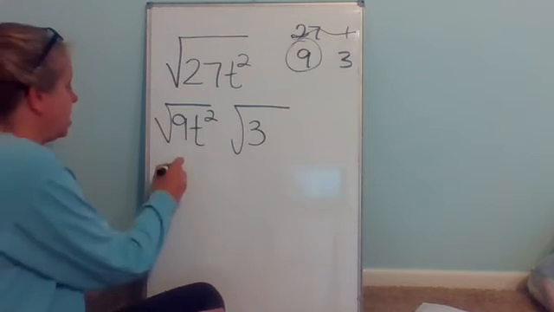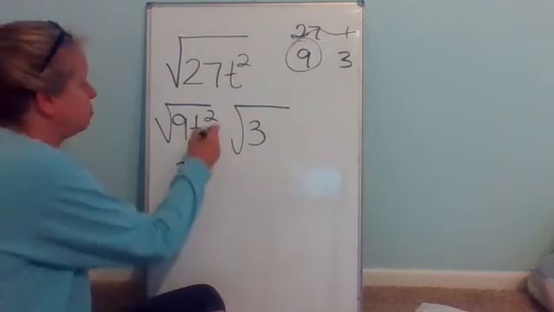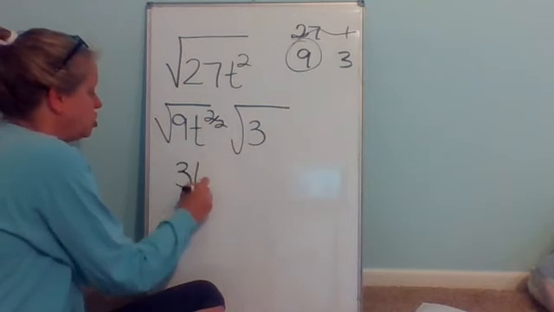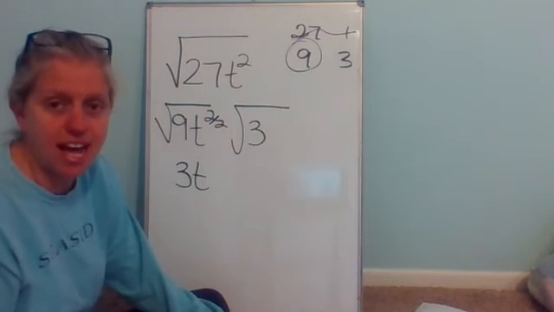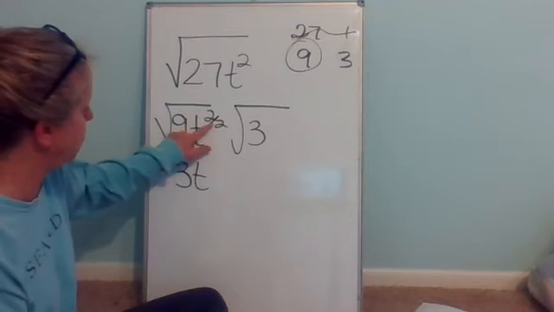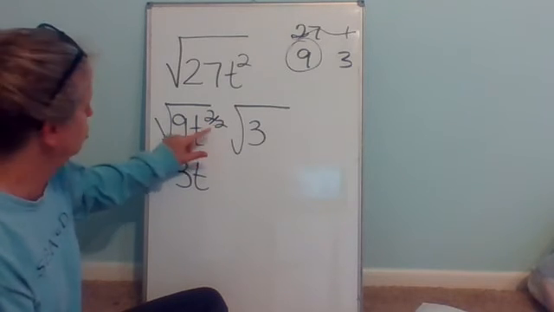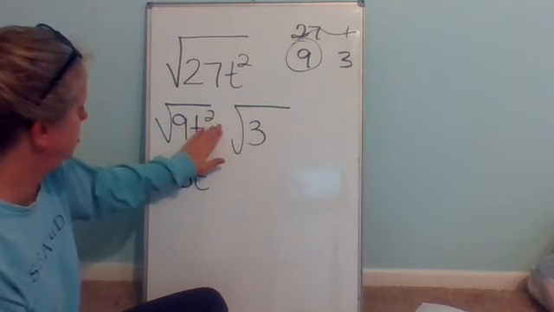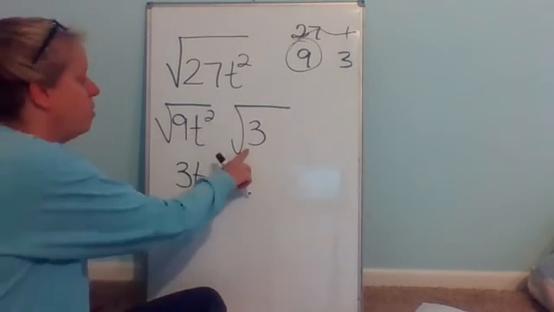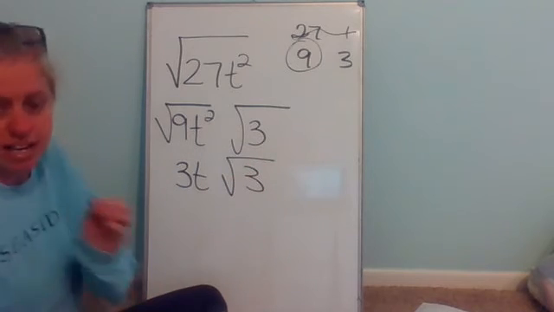The square root of 9 is 3. The shortcut is to divide my exponent by 2, which is just going to give me t to the first, which is just t, right? If you divide that exponent by 2, you get a 1. So the square root of 9t squared was just 3t. And what do you always do with whatever's over here? You bring down exactly what it is.